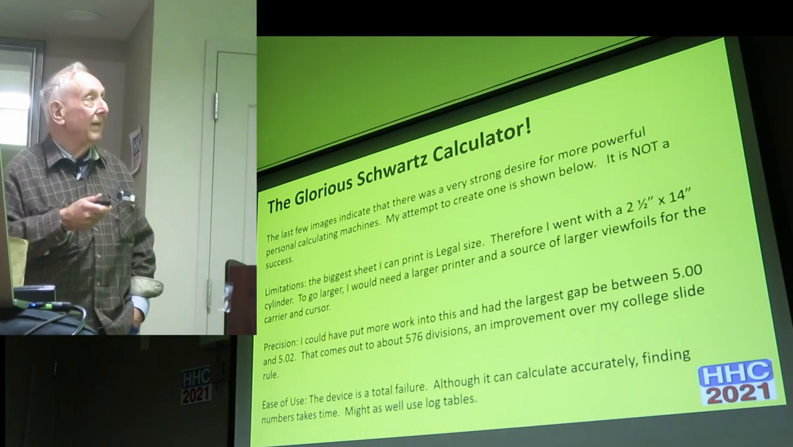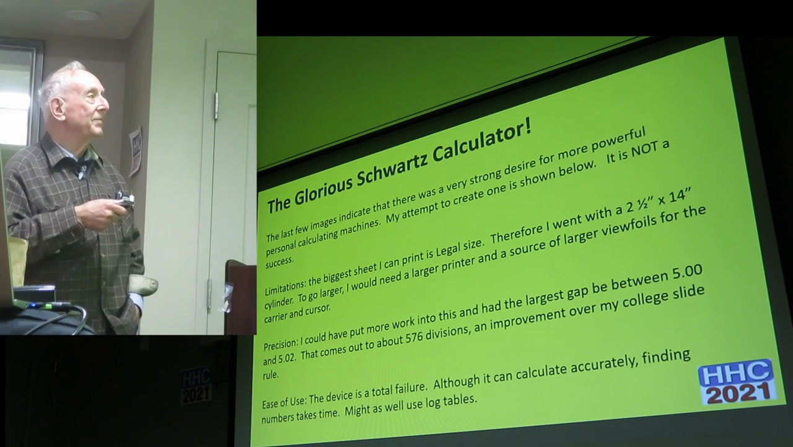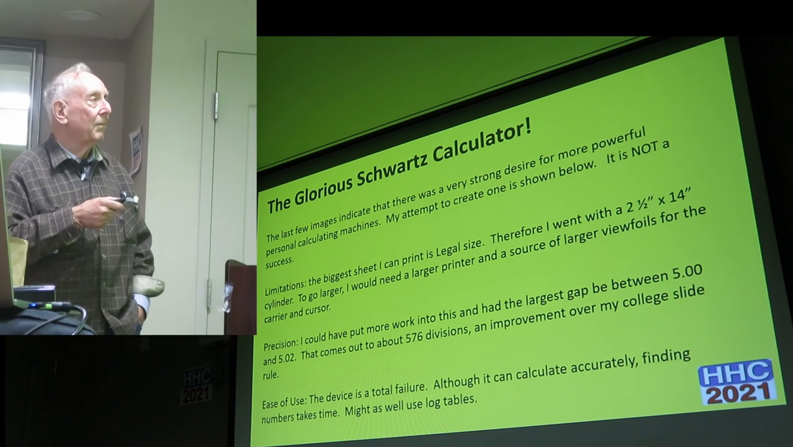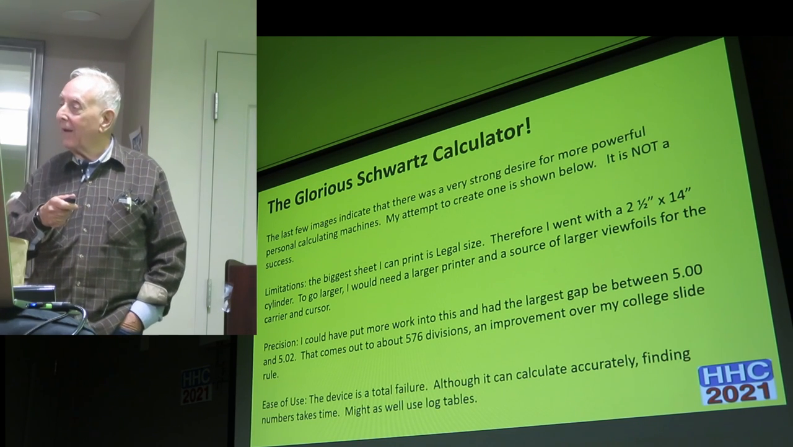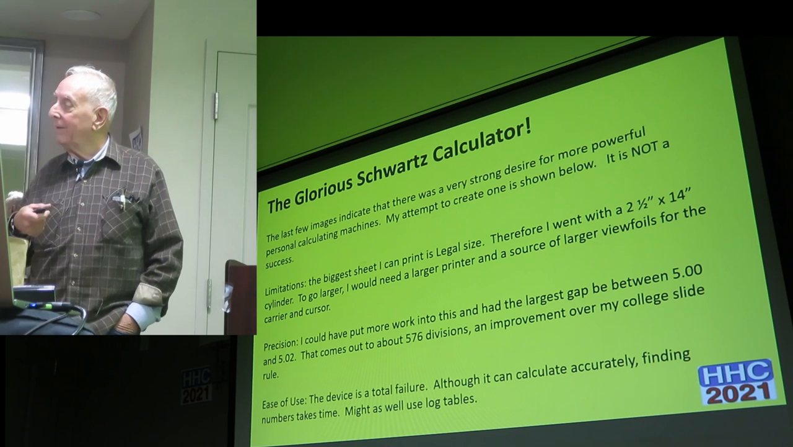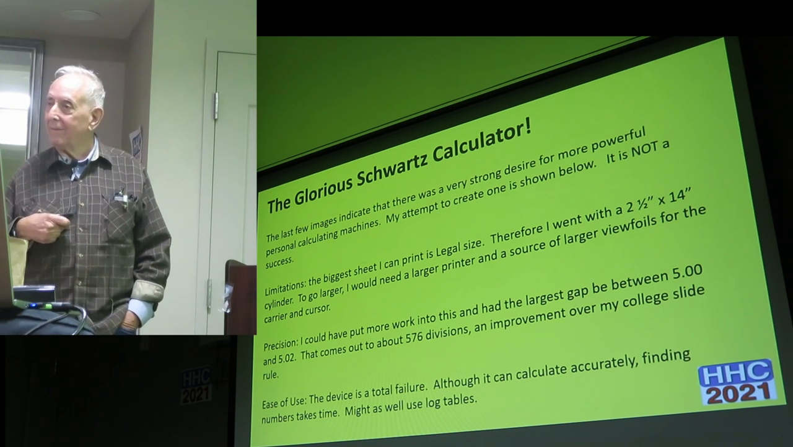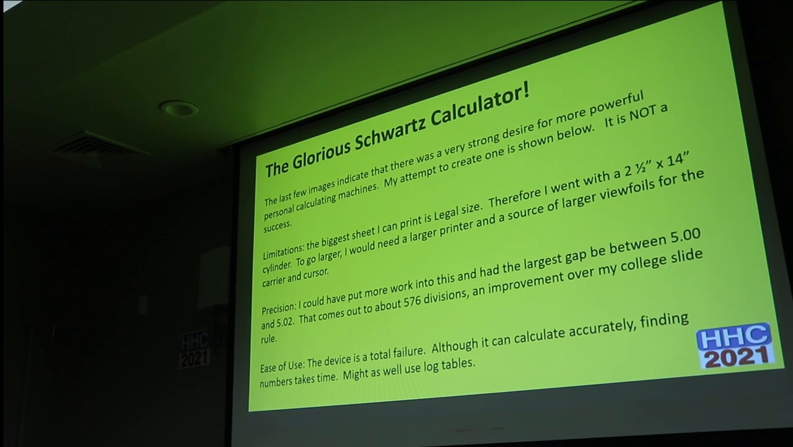All right. Okay, so now the glorious Schwartz calculator. They're all looking for more powerful computers. And I wanted to see what I could come up with on my own. And unfortunately, I'm limited by what I can print out. My tool of choice for creating this is Microsoft Excel in the form of a spreadsheet, and the legal size is the biggest I can go. So here it is, 2.5 by 14 inches, and it looks like this.